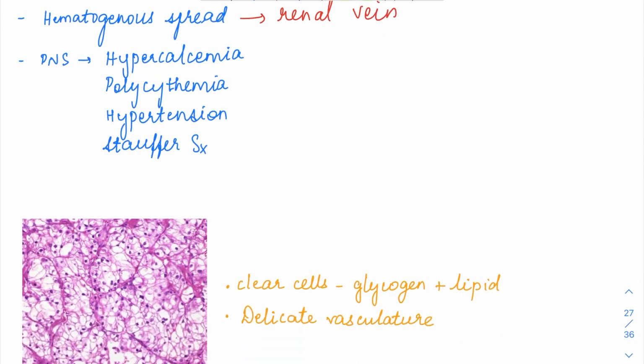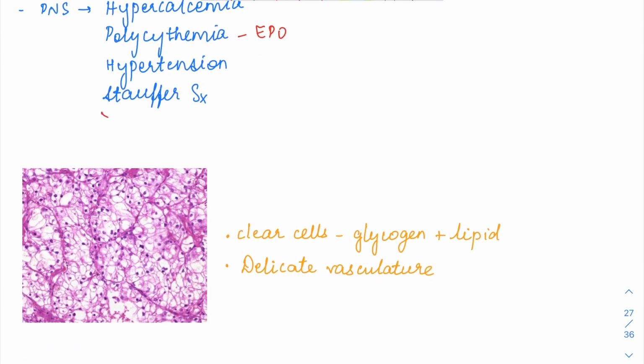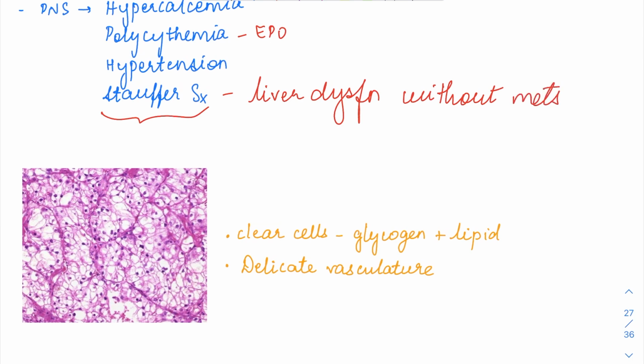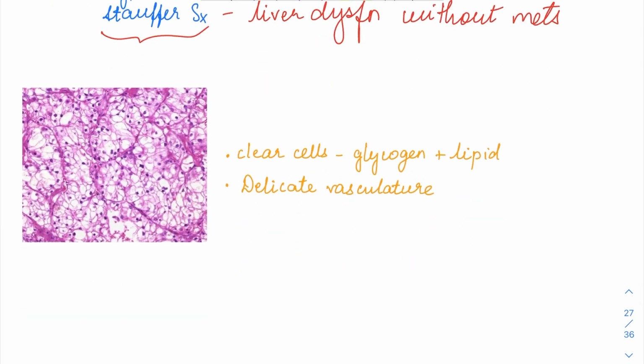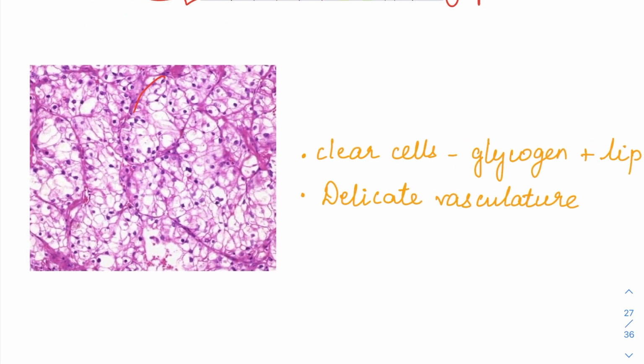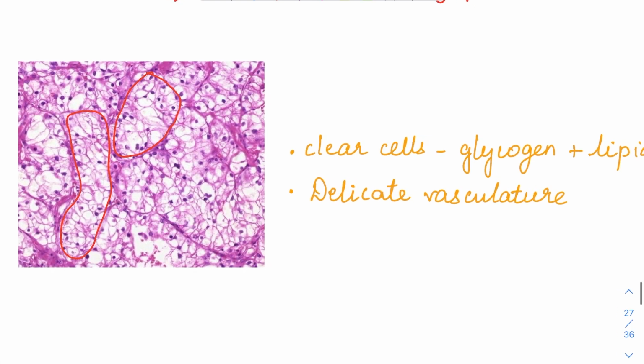Then these are also associated with some paraneoplastic syndromes, the most common one of which will be the hypercalcemia. So other than that, we can also have polycythemia because of erythropoietin secretion, hypertension, and Stauffer syndrome. So Stauffer syndrome is nothing but there is going to be liver dysfunction in these patients, but without metastasis. So liver dysfunction without metastasis to the liver is called Stauffer syndrome. So microscopically, if you see, clear cell RCCs are going to form these nests of clear cells. So all of these are nests of clear cells which are going to be separated by these very thin fibrovascular septae.